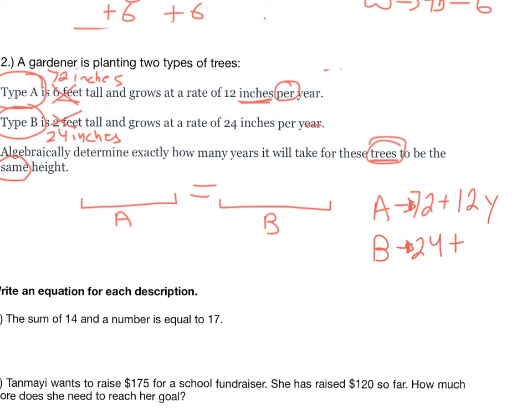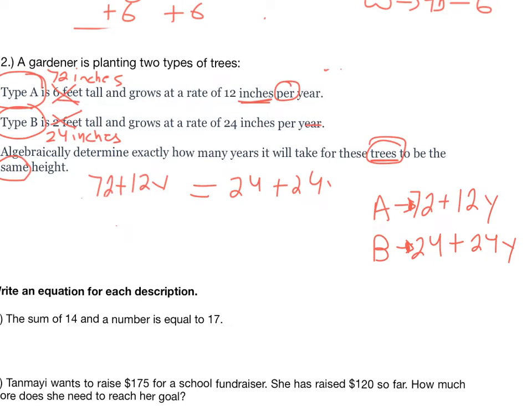So it would be plus, well, it grows 24 inches per year. So it would be 24 per means times, and we don't know how many years, so it would be 24y. Now we could go ahead and plug this stuff in. 72 plus 12y equals 24 plus 24y, and we could solve it.